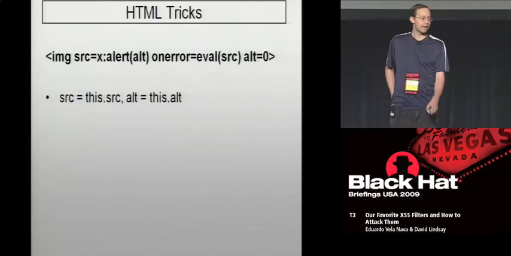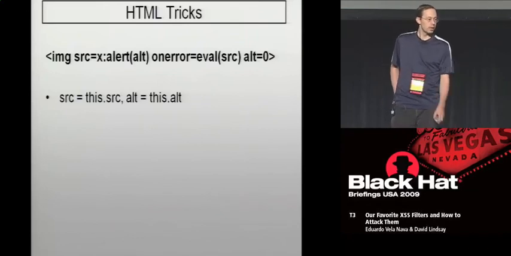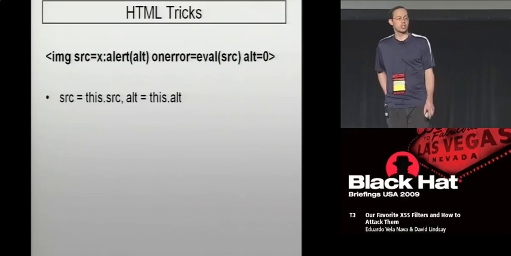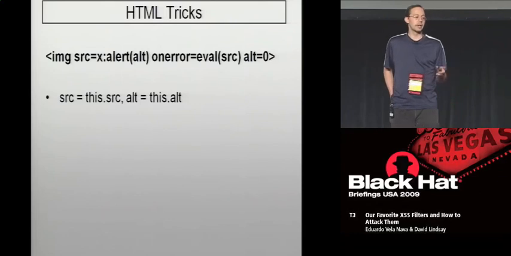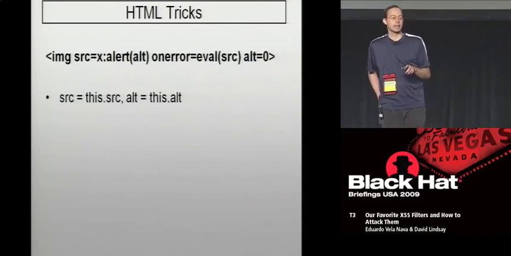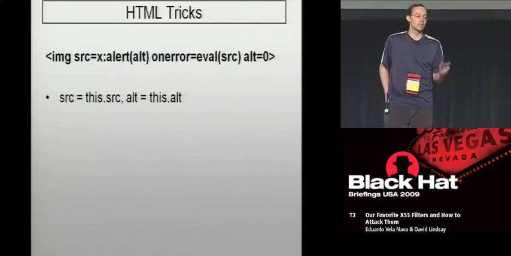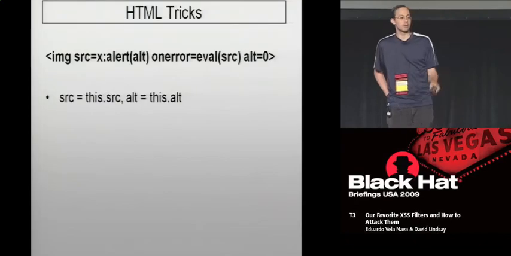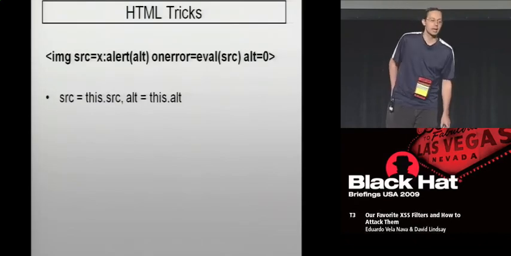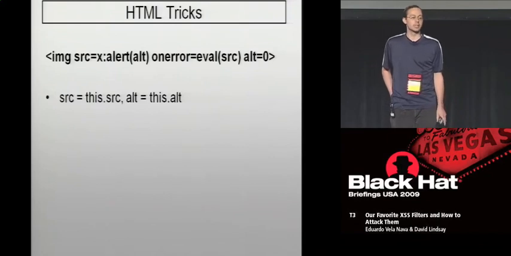Okay, next we have this, using an injection with an image source tag. On this I just wanted to point out that within the event handler, the JavaScript that's actually being executed, you can refer to other attributes within that tag and include additional content that way.